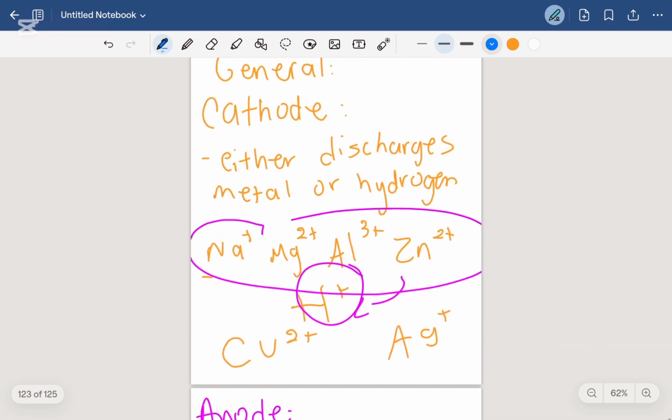So again, I'm gonna repeat the cathode rules and then the anode rules. In the cathode rules, either metal or hydrogen discharges. Now following this rule, we know that Na plus, Mg2 plus, Al3 plus, and Zn2 plus do not discharge. Instead, H plus discharges. And then Cu2 plus and Ag plus discharge as themselves.